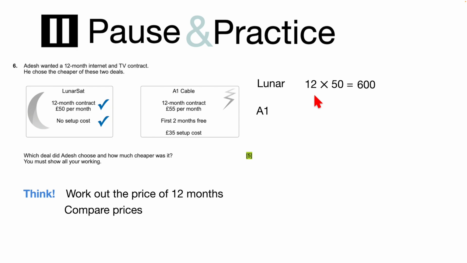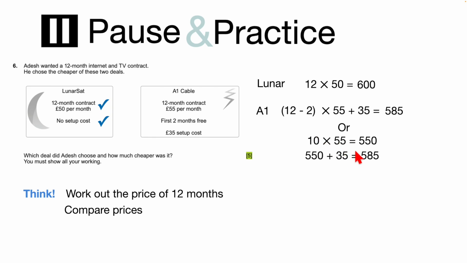Okay, well, over to A1. 12-month contract, 55 a month, first 2 months free. Oh, that's nice. Okay, so 12 minus 2, so that's 10 months times 55, and there's a setup cost, which equals 585. 10 times, yeah, that's right, 585. Or I could do it a different way. I could go straight in here and just say 10 times 55, so it's 550 plus the 35 to get 585. It doesn't matter which one you do.